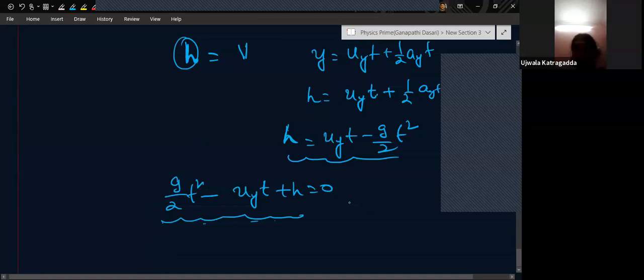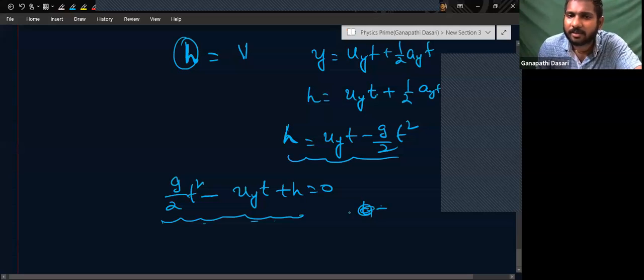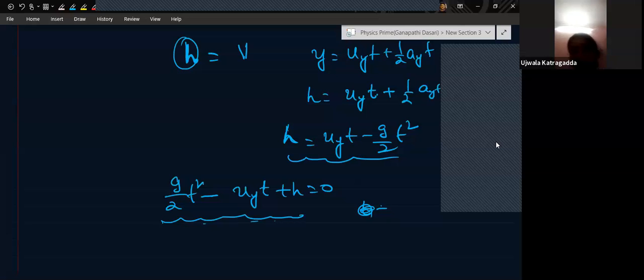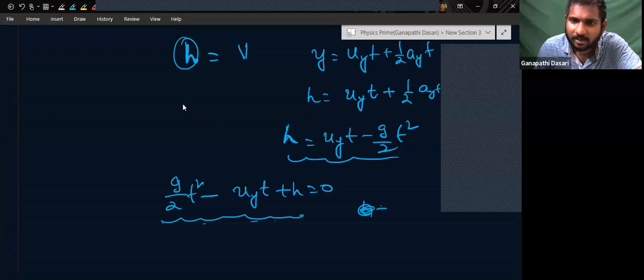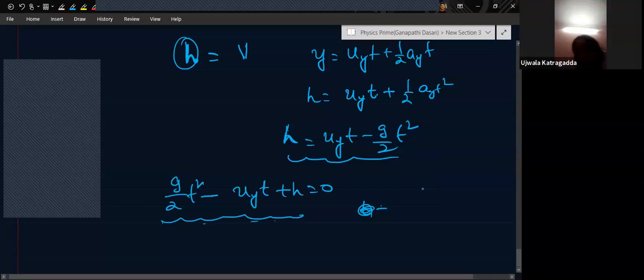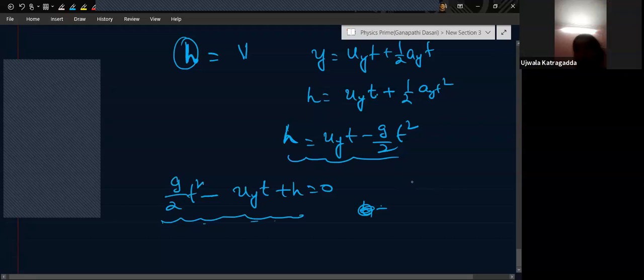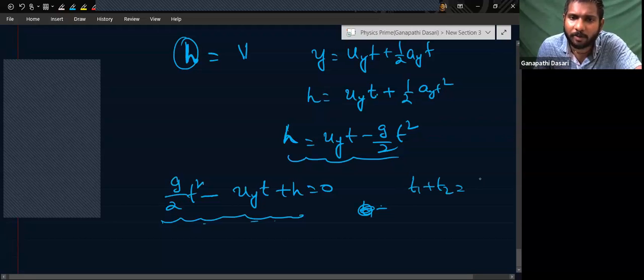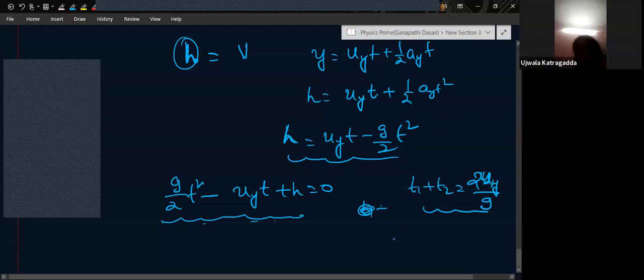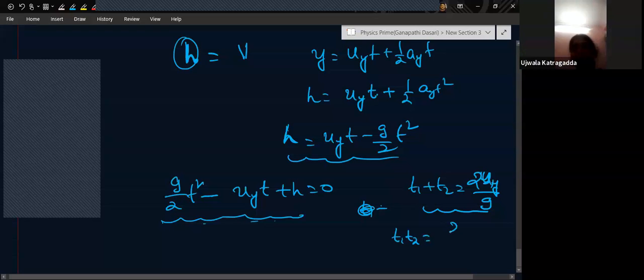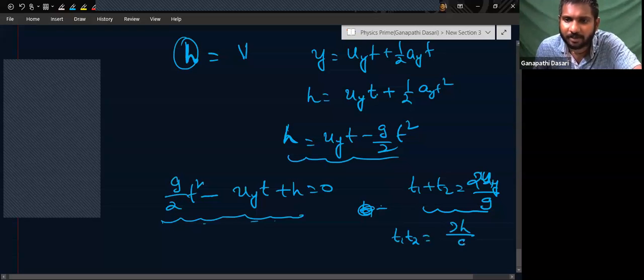So what is the sum of the roots? Sum of the roots is minus b by a, that is uy by g by 2. That means t1 plus t2 should be equal to uy by g by 2, that means 2 uy by g. What is the product of the roots? 2h by g.